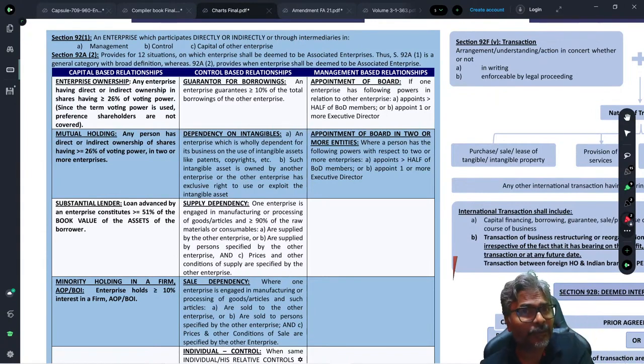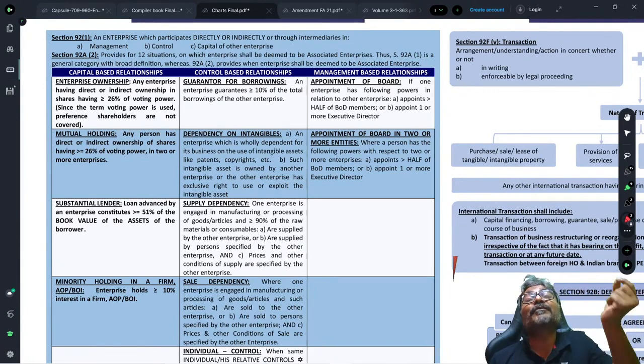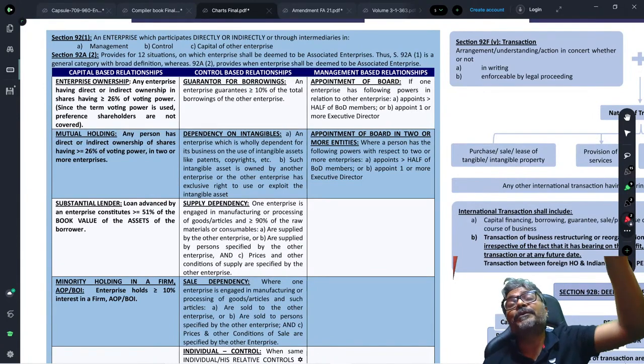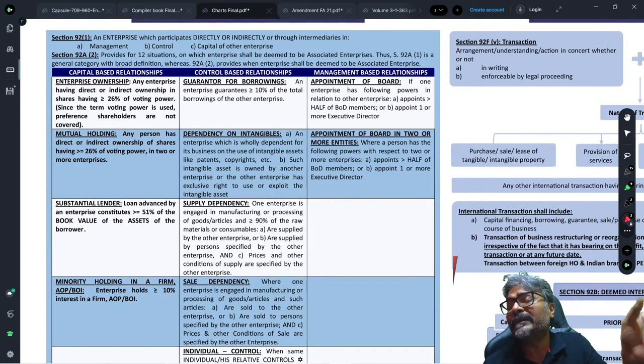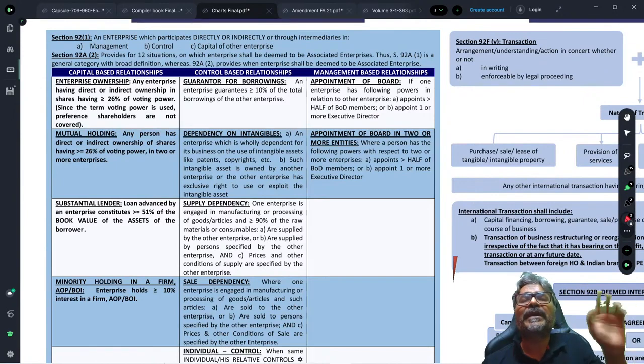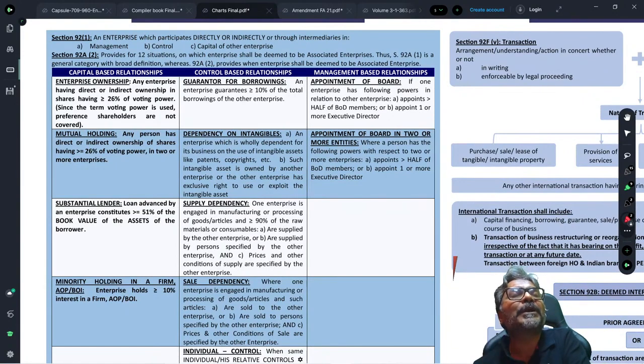And while they allocate the marks, they will expect you to make a reference to 92A and how they are to be considered as an associated enterprise as per 92A. So you need to identify the relationship that exists between the two entities in the question, and how they could be considered as an associated enterprise under Section 92A needs to be clearly put up in your answers. In fact, that should be your first point so far as your answer is concerned. Please do that because that is for 1 mark.